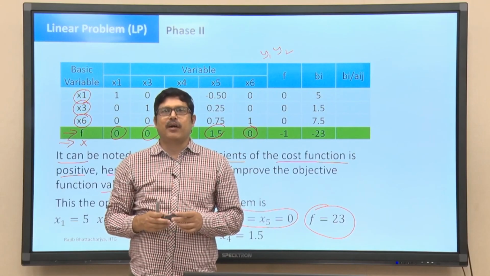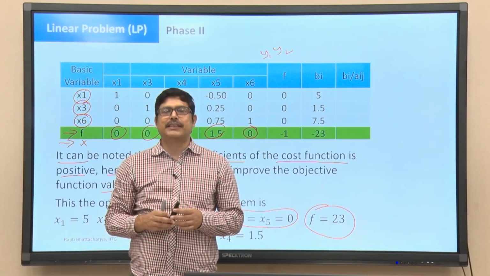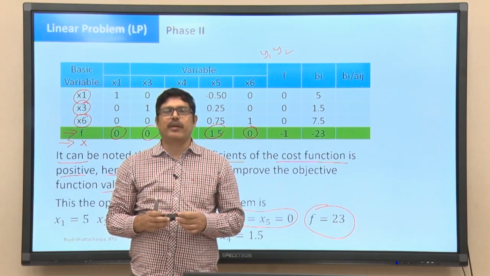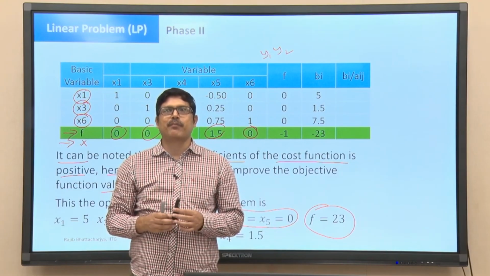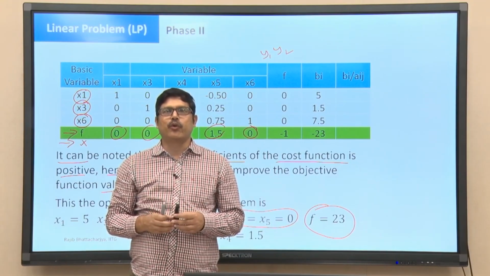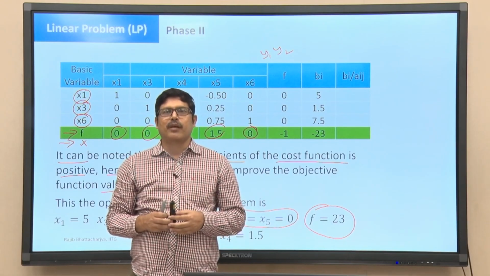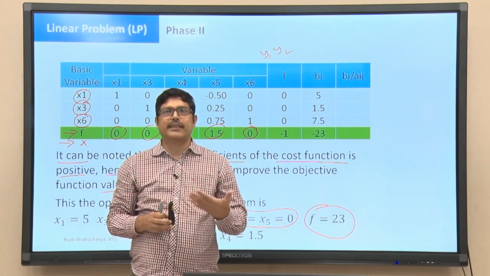So, in this class we have mainly discussed the simplex method. So, we have applied the simplex method for solving different types of linear problems. So, in the next class I will show you how you can solve a linear problem using Excel solver.